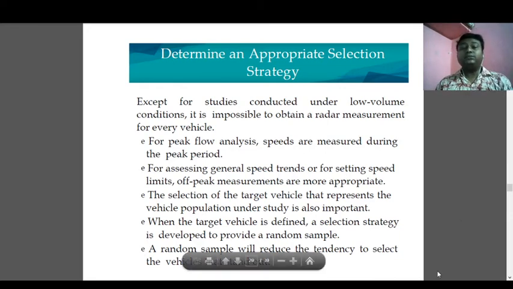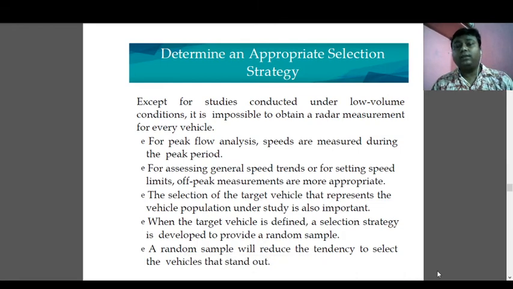Here we can find two or three important terminologies. One is peak period. One is off-peak period. One is your target vehicle. One is your vehicle population. So what are these things? First, you have probably noticed, what is the peak period?